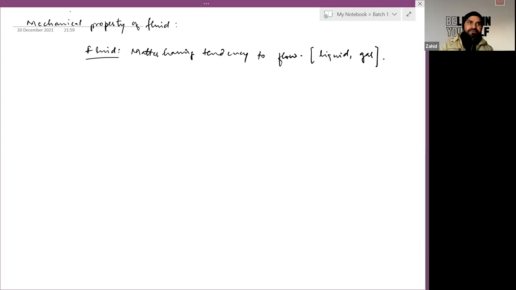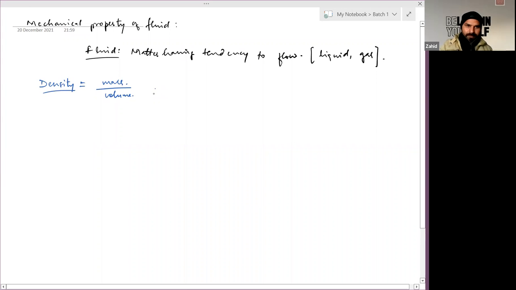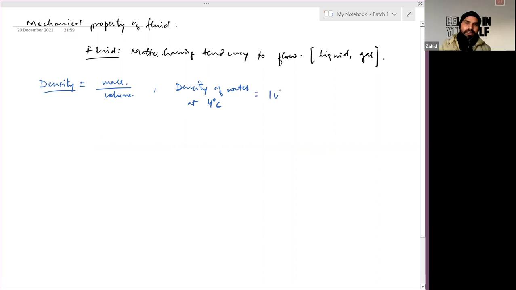For this particular fluid, we first define density. Density is simply the ratio of mass and its occupied volume. So we can write it as mass of substance divided by volume it would acquire. Density of water at 4 degrees Celsius will be maximum and equal to 10 to the power 3 kg per meter cube. In terms of CGS unit, it will be 1 gram per centimeter cube.